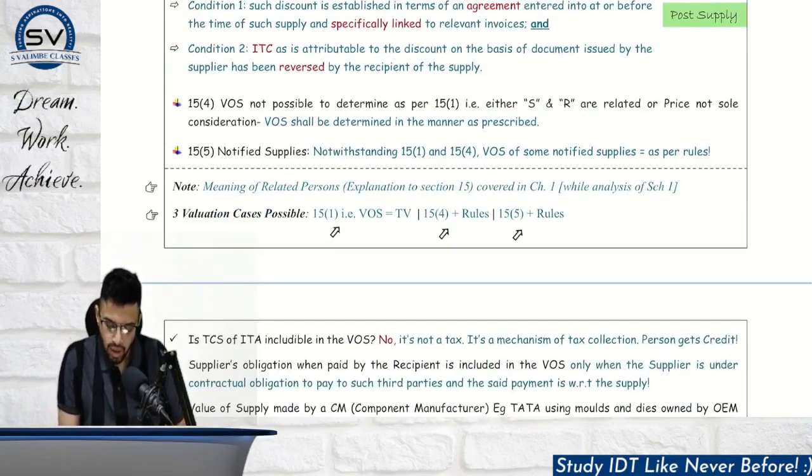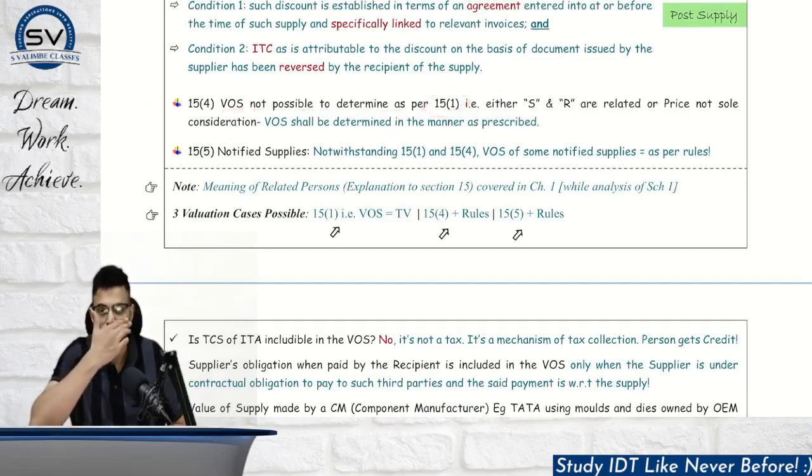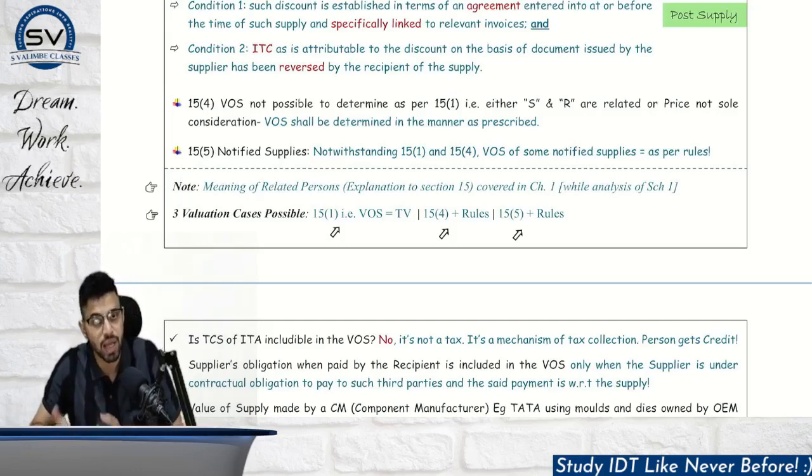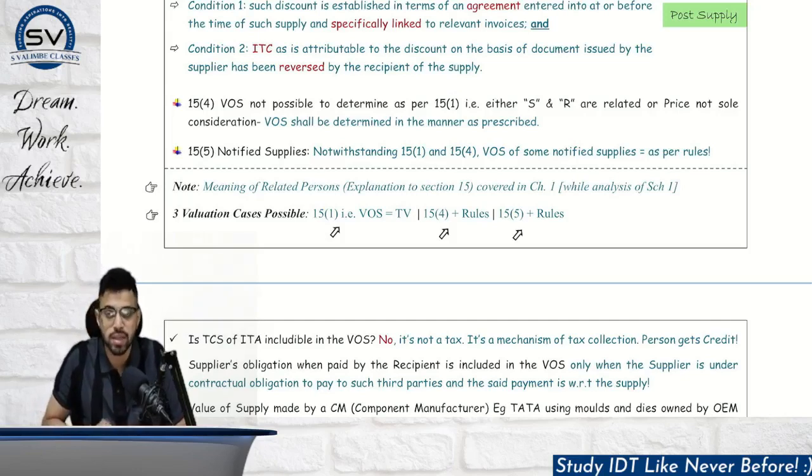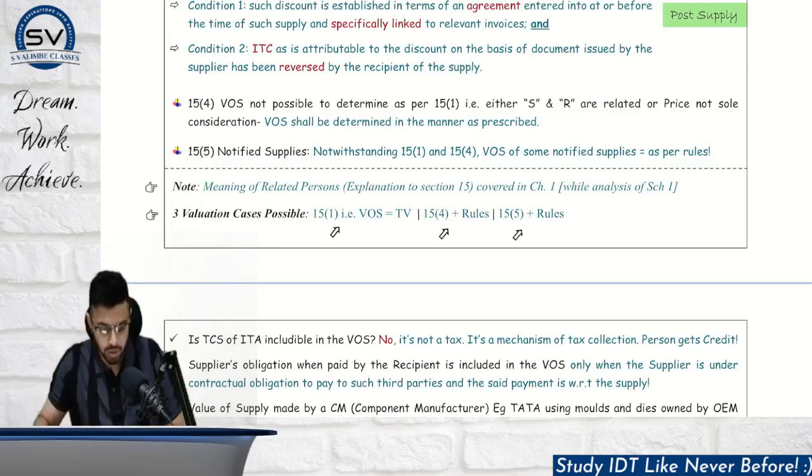Now, subsection 4. Value of supply not possible to determine as per section 15 subsection 1. What do you mean by this phrase, that value of supply is not possible to determine as per subsection 1? It means one of the essential conditions is not met. What are the two conditions? Condition number 1, supplier and recipient should not be related to each other. So if they happen to be related, or condition number 2 is breached, that is, price is not the sole consideration, then we have to go to the rules.